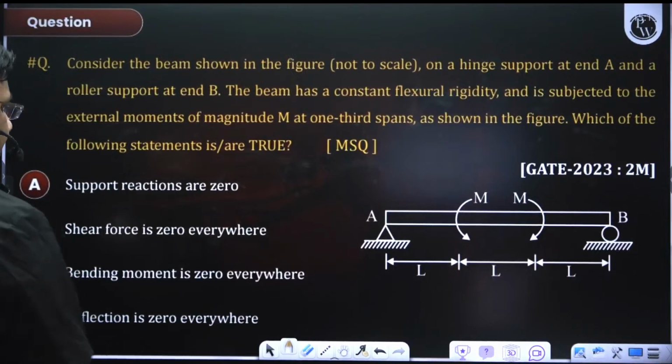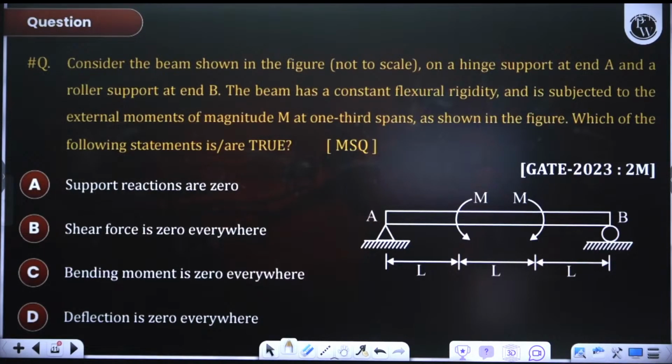First give your answer, then I will put some light for you.